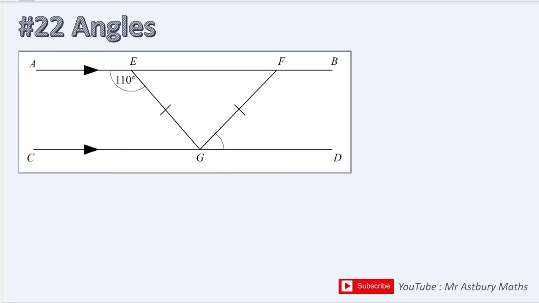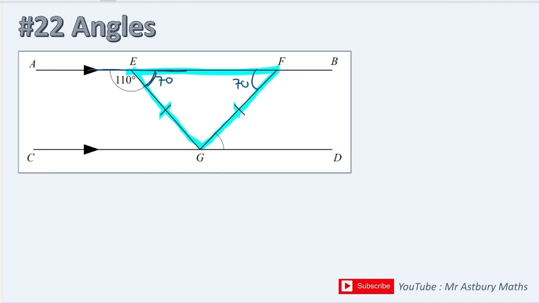And here's an example where we can apply all of that. So we also need to know that angles on a straight line add up to 180. So that means this angle in here must be 70. We also need to know that when we see these lines here, it means that this triangle is isosceles, and it means these two angles are the same. So this is 70 because that is 70.